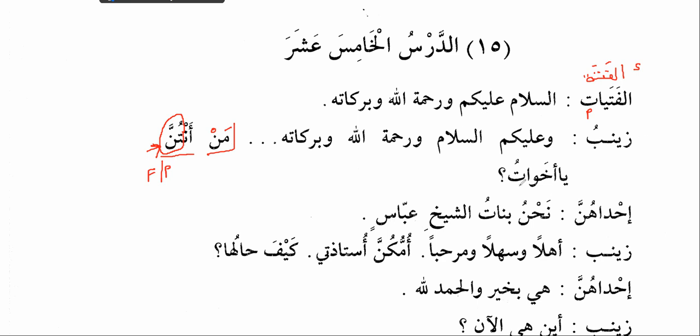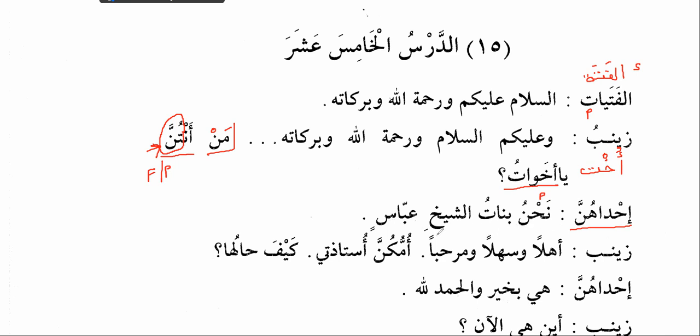Ya akhawat. This is the plural for ukht. Ukht means one sister and akhawat means sisters. So ihdahunna, which means one of the girls, said nahnu banatul shaykhi.